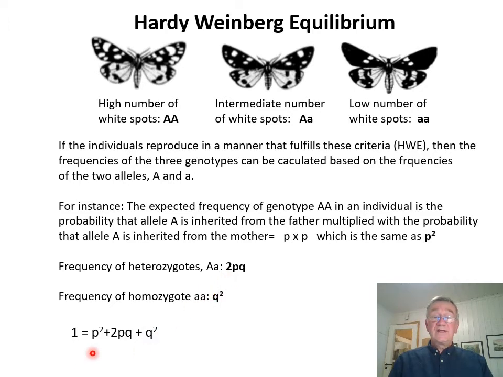And the frequencies should always sum up to 1. So P squared, which is the probability of being homozygous capital A, plus 2PQ, which is the probability for an individual to be heterozygous, plus Q squared, which is the probability for being homozygous small a, will be 1.